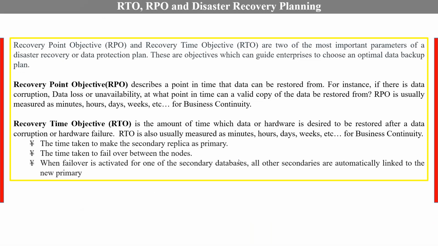Recovery point objective and recovery time objective are two of the most important parameters of a disaster recovery or data protection plan. These objectives can guide enterprises to choose an optimal data backup plan also. It's for high availability and disaster recovery, and it's also for backup, sir. They will make one agreement before we get a new project, with IBM or Infosys, all the SLA agreements. Within the agreement they will mention this much data loss I can agree, this much downtime I can agree. If you go beyond that, you should pay a penalty, sir.